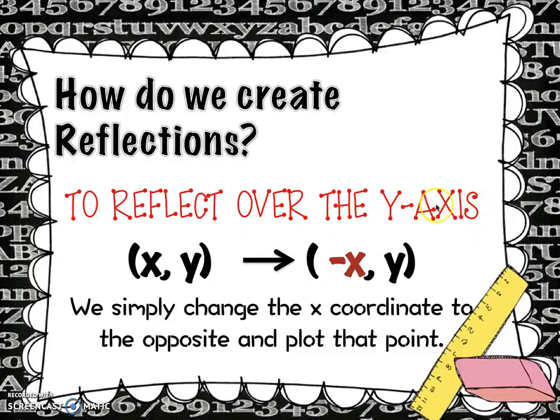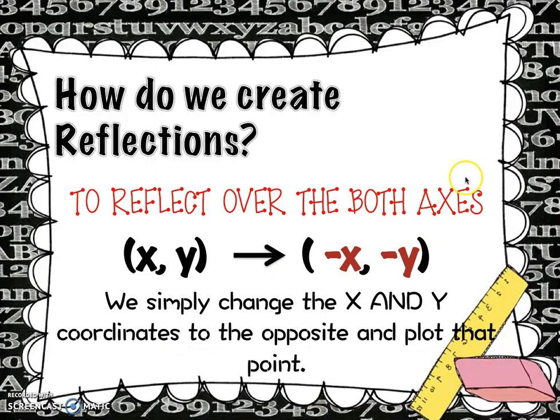Okay. If we are reflecting over the y-axis, we're going to change the x to its opposite. So we have a positive x and a positive y. The reflection will be a negative x, positive y. So to reflect over the y, we're simply changing the x to its opposite. Now, if we're reflecting over both axes, we're going to change both x and y to their opposites. So if we're starting with a positive x and a positive y, we're going to change those to a negative x and a negative y.